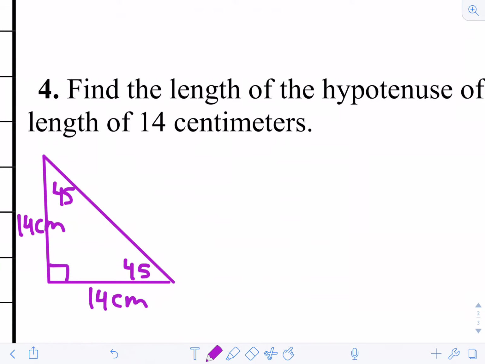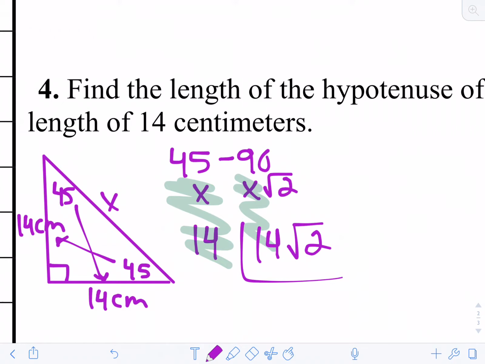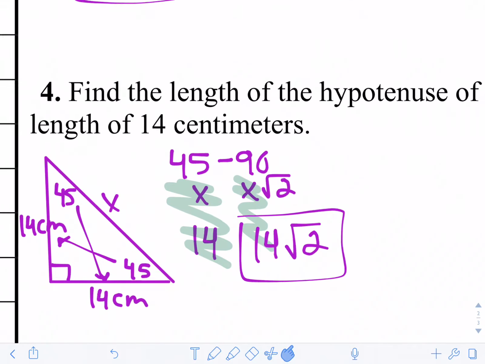Okay, and I have to find the hypotenuse, so here's my x. So I'm going to write down 45, 45, 90, x, x, and then x square root of 2. I know across the 45s is 14, so you always write down what you know. Since x is 14, then right here for this x, I just have to plug in 14, and then just bring on down the square root of 2. So that right there is my hypotenuse. Okay, so that's 45-45-90 triangles.